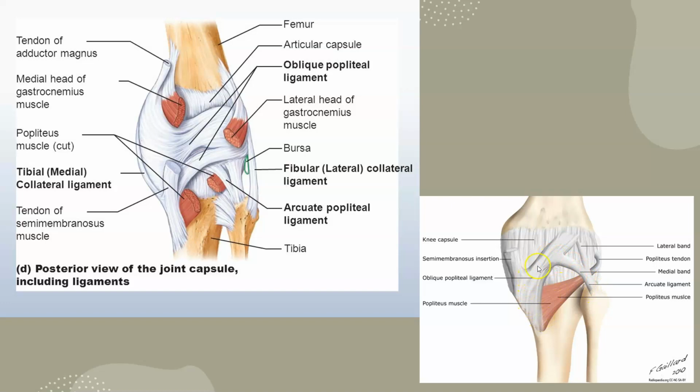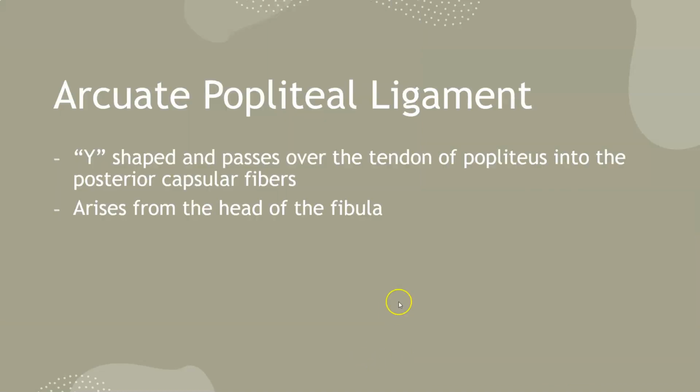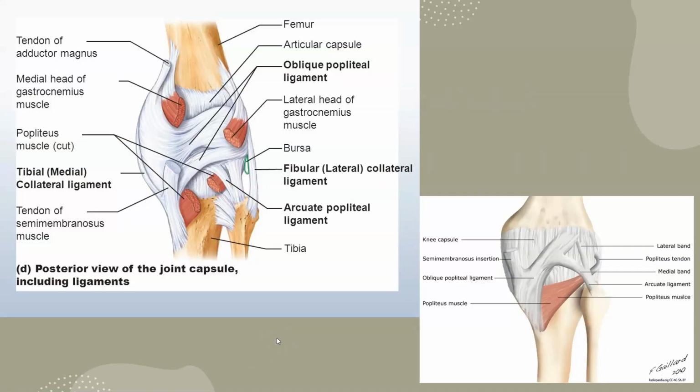So we have the oblique popliteal running this way, and then we have the arcuate running this way, kind of this Y shape, separating. So from the head, it's singular, and then separates, attaching to two aspects of the oblique popliteal ligament. It does blend with the posterior capsular fibers, of course, helping to stabilize the posterior knee. So again, it's nice to look at this picture because it kind of blends everything together.